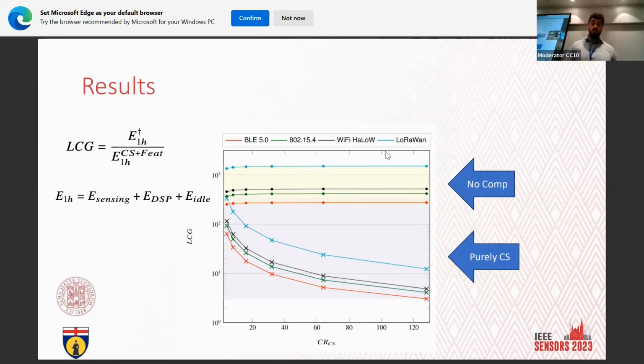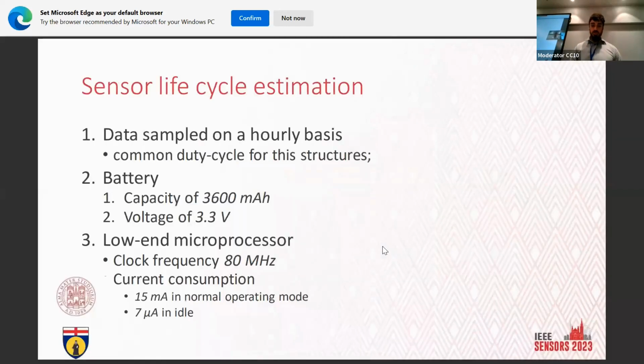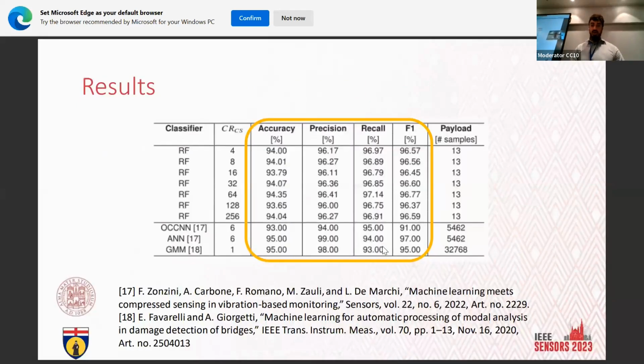Okay, so we have 2 comparisons from the literature. The first solution does not compress the data at all, that is shown in the upper part with the yellow background, and the solution that uses compressed sensing. That is the one with, I think, the gray background. So these are the 2 methods that we compared, these 2 references.